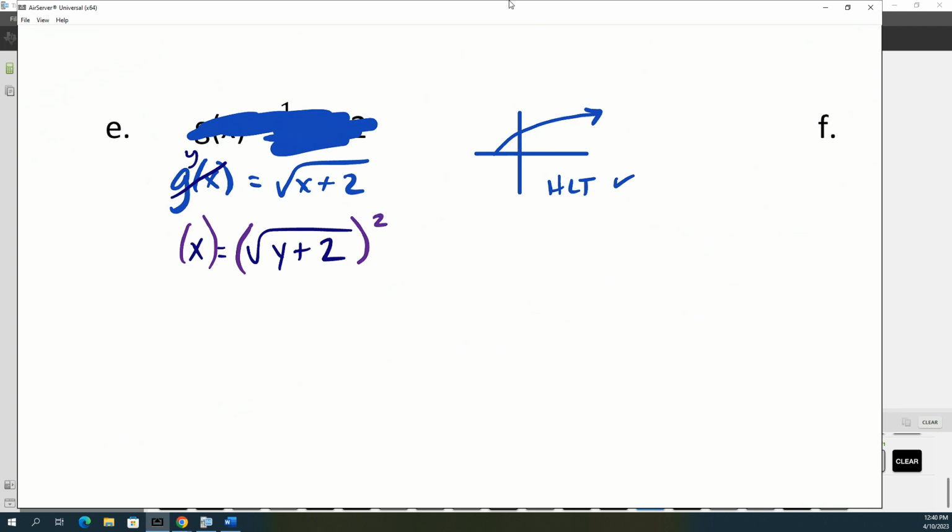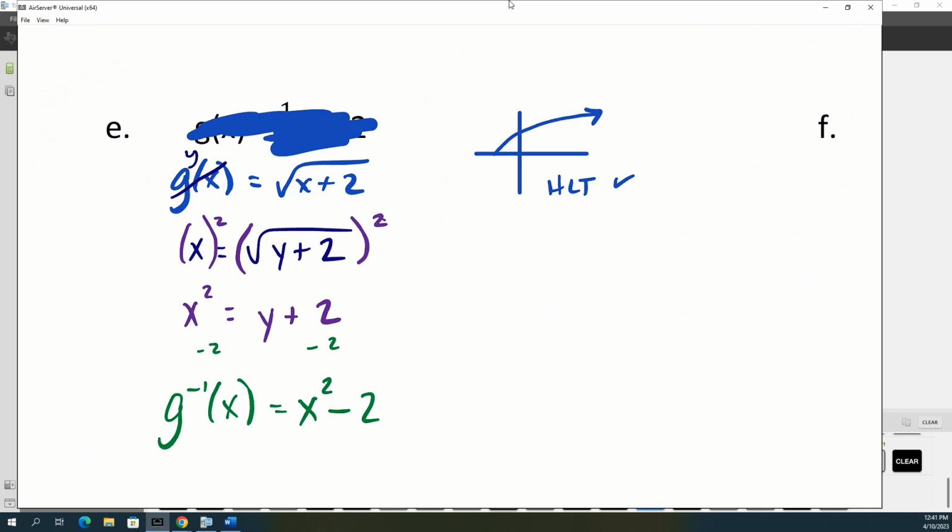You're going to square both sides. And so that square just cancels out the square root, and you're just left with y plus 2. And we'll subtract that 2. So this is going to be g inverse of x is x squared minus 2.